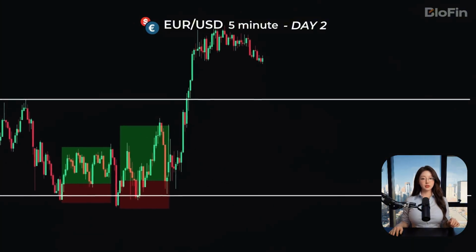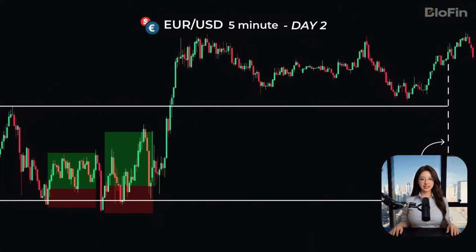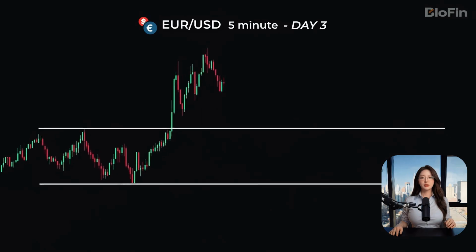On the next day, we have the 4-hour range marked. Price then broke above the range high and stayed there without re-entering, which means there were no setups taken for today. So let's see the final results.